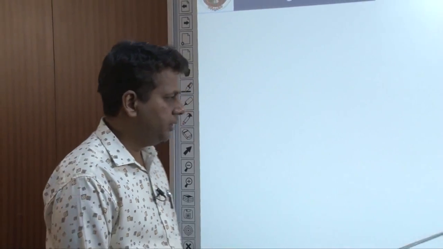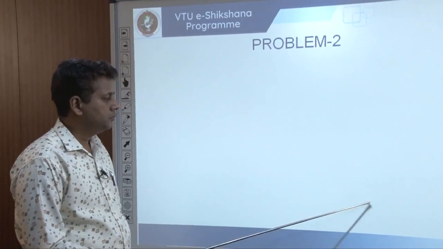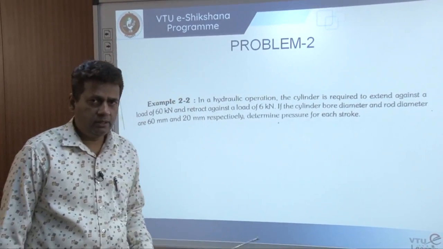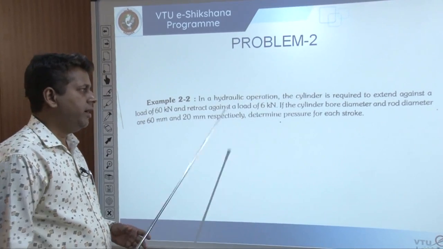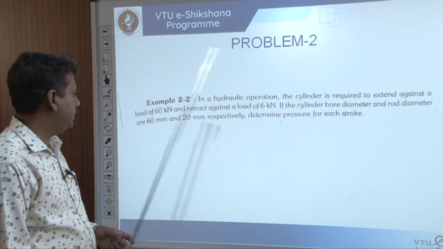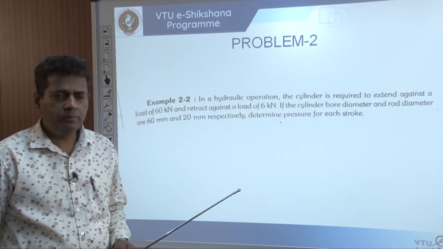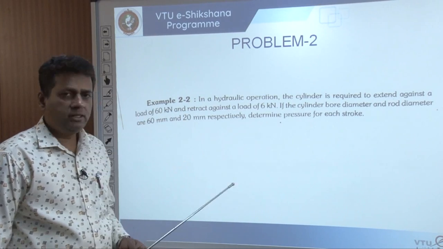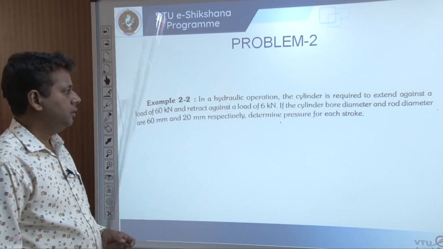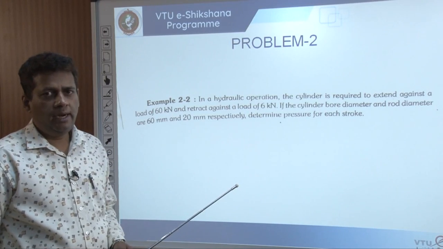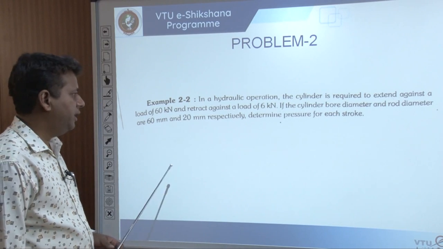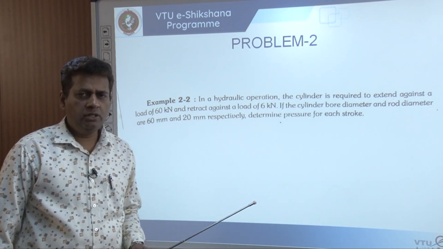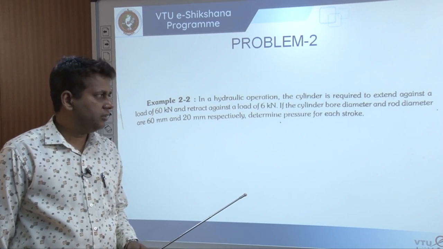We move on to the next problem, that is the second problem. The statement of the problem is like this. In a hydraulic operation, the cylinder is required to extend against a load of 60 kilonewton and retract against a load of 6 kilonewton. If the cylinder bore diameter and the rod diameter are 60 mm and 20 mm respectively, determine the pressure of each stroke, right? So let us solve this application problem on the board.